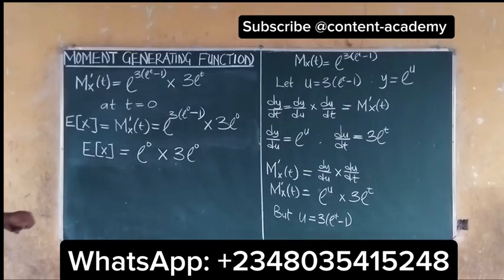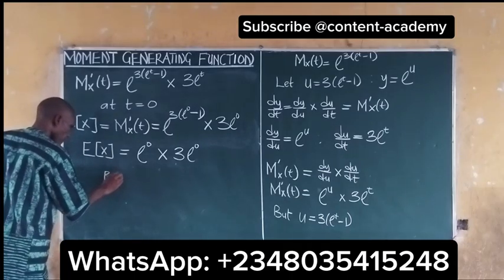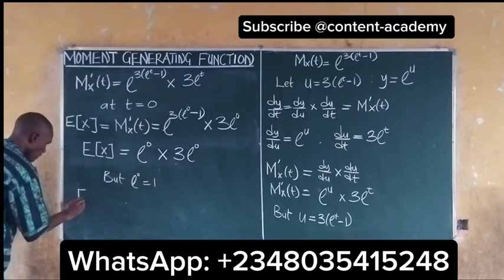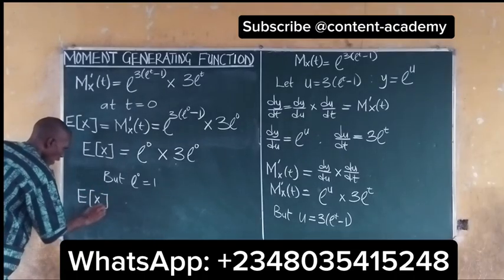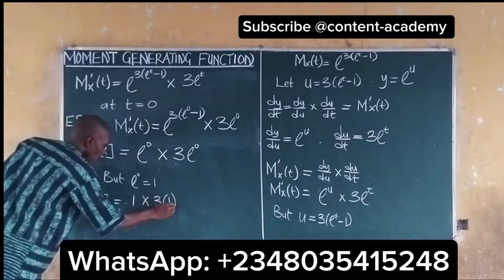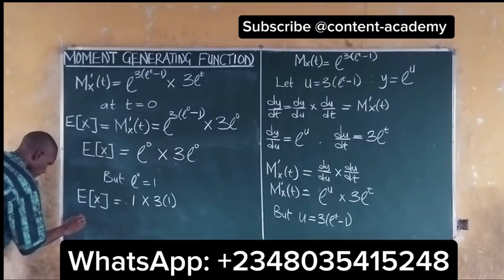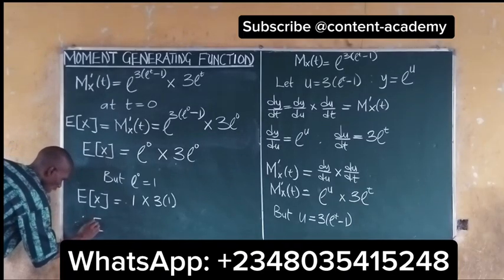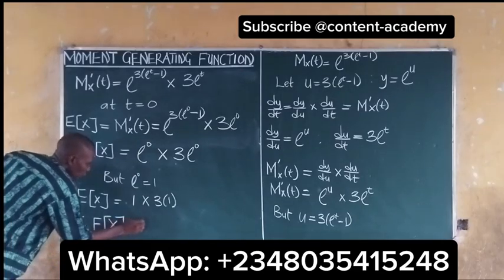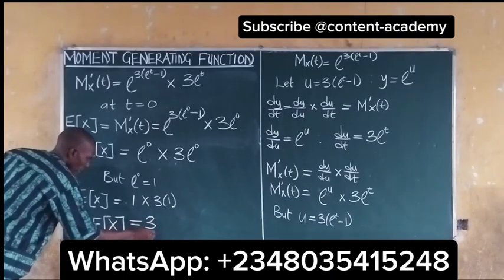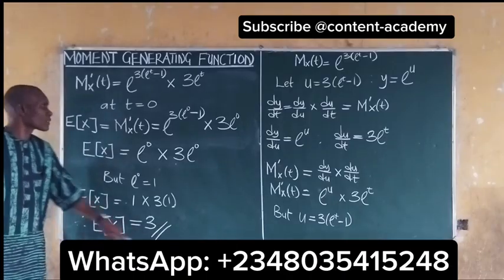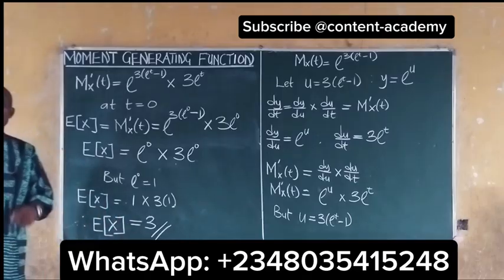Now, e raised to the power of 0 is equal to 1. So we have our expected value of x to be equal to 1 multiplied by 3 multiplied by 1. Therefore, the expected value of x is equal to 3. So this becomes our mean, the first moment.